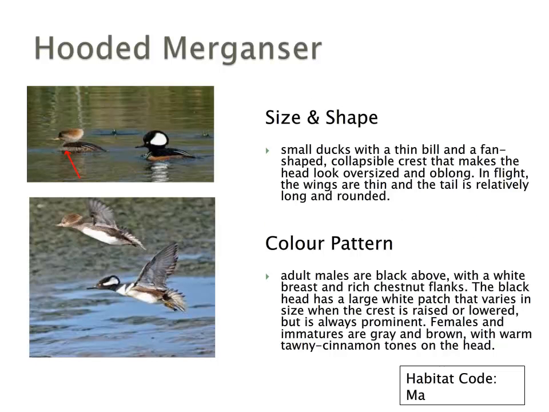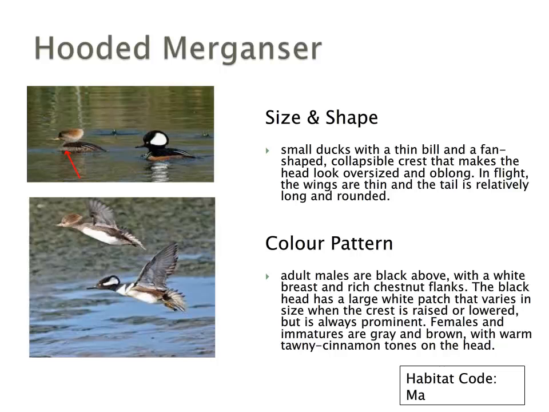A hooded merganser is sometimes confused with a bufflehead just simply by the fact that there is a white patch on the head, but of course you can look at the profile of this duck and very quickly you'll realize that they don't look anything like the same. They have a very thin bill relative to the other ducks. They have a fan-shaped collapsible crest that makes the head look extremely oversized and very oddly shaped, and you can see that present in both of the images. In flight, the wings are very thin and the tail is relatively rounded. You can see that present in the bottom image.